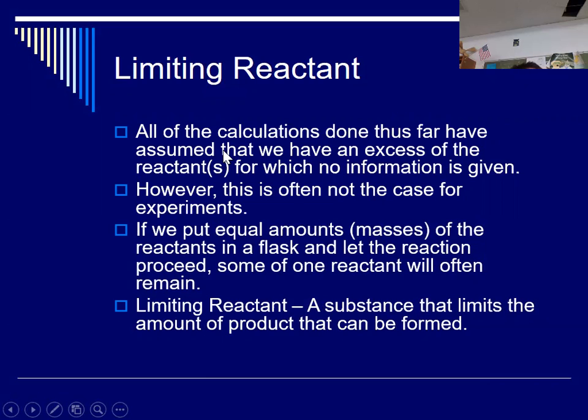Sometimes your questions are worded to tell you, if 15 grams of nitrogen react with excess hydrogen, how much ammonia is formed? We don't have to worry about limiting reactant because it tells us that nitrogen would have been our limiting reactant and hydrogen would have been our excess reactant. But today we're going to calculate our limiting reactant, how much mass can be made, and how much of the other thing is left over.